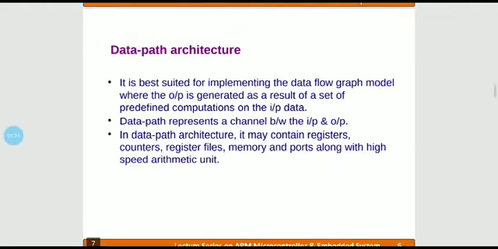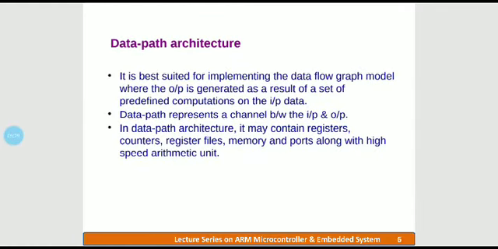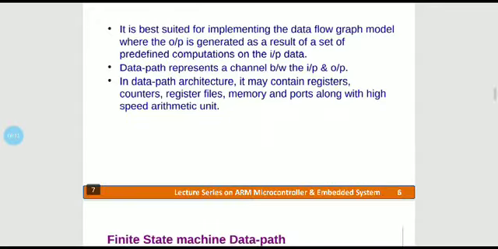The next type of architecture is the data path architecture. Data path architecture is best suited for implementing the data flow graph model, where the output is generated as a result of a set of predefined computations on the input data. The data path represents a channel between input and output, and it may contain registers, counters, register files, memories, and ports along with high speed arithmetic units. The ports connect the data path to multiple buses, and most of the time arithmetic units come into the picture, which gives better, high performance.